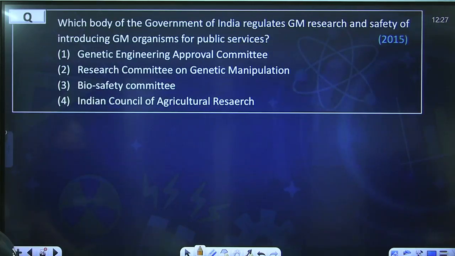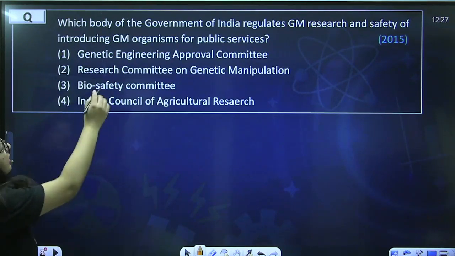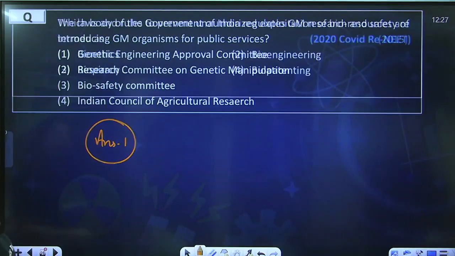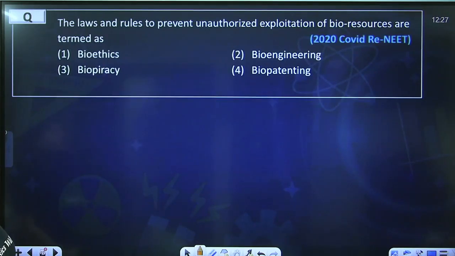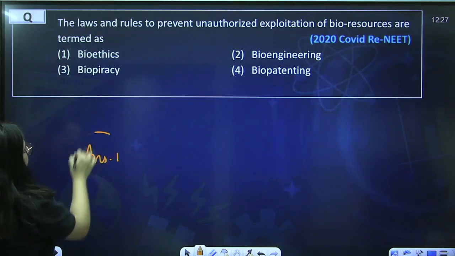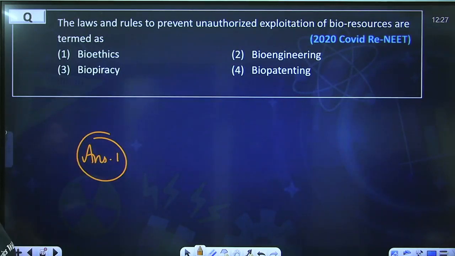Okay. Which body of government of India regulates GM research and safety of introducing GM organism for public services? Again, same kind of a question. Answer 1, GEAC. The laws and rules to prevent unauthorized exploitation of bioresources is termed as bioethics. Rights is biopatent, and biopiracy is a crime, and bioengineering is the genetic engineering.